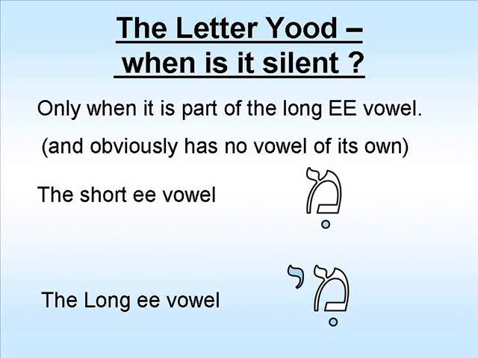One is called the short E vowel because it is a short way of writing the E vowel, and the other, with the Yood, is called the long E vowel because it is a longer way of writing this vowel. In Hebrew, we call the short E vowel ktiv chaser. That means a deficient or short spelling. And the long E vowel we call ktiv male. That's a full or a long spelling.